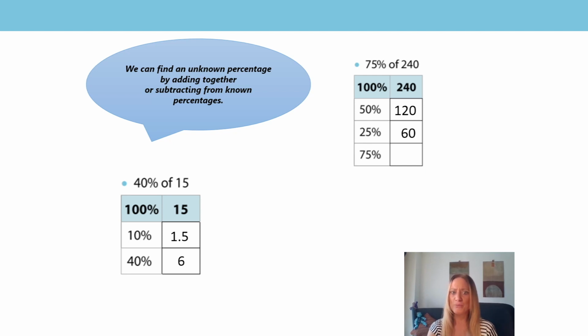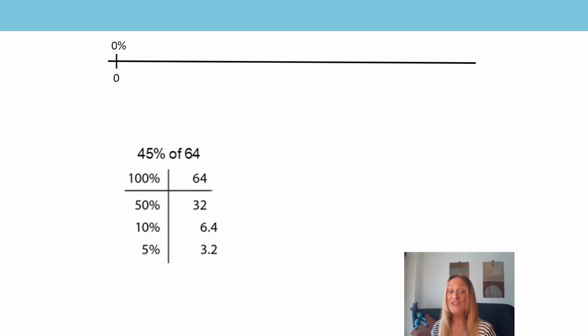Cool. Ratio tables are really helpful, aren't they? Because if I can find those key facts like 50% and 25%, I can use them to find this more difficult 75%. So I can say 120 plus 60 is 180. Bullseye. Fantastic. We've been using our ratio tables and our double number lines, haven't we, to help us find percentages of amounts. And this question is asking us to find 45% of 64.